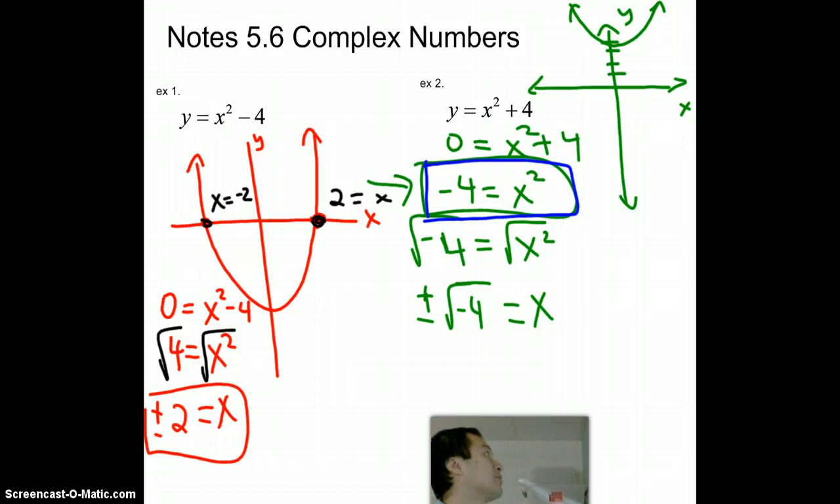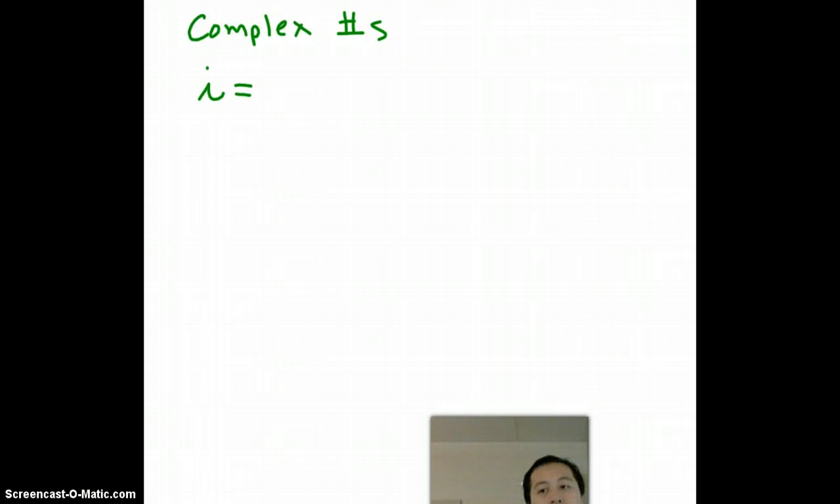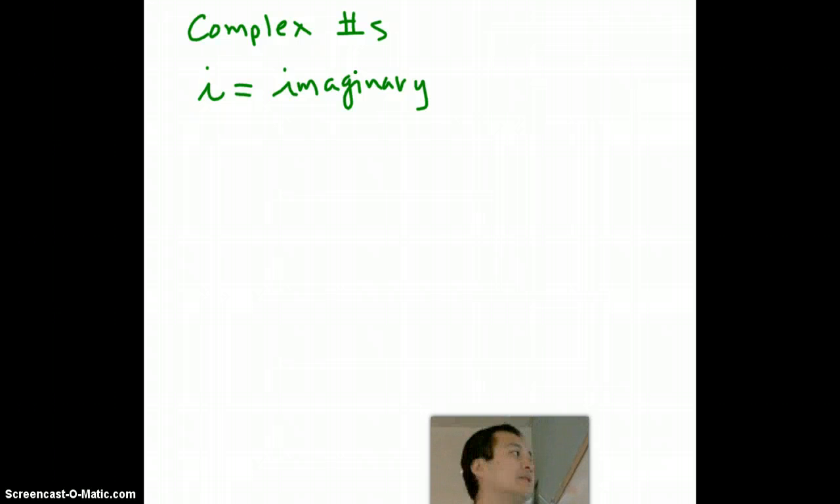Let's talk about complex numbers real fast. There are 2 things you need to know about complex numbers before we get started. Number 1, i. The symbol i stands for imaginary numbers or complex numbers. So what's i? I just stands for imaginary. When you say 2i, that means 2 imaginary. 3i, 3 imaginary, etc. Number 2, i squared equals -1. Those are the 2 things you need to know.